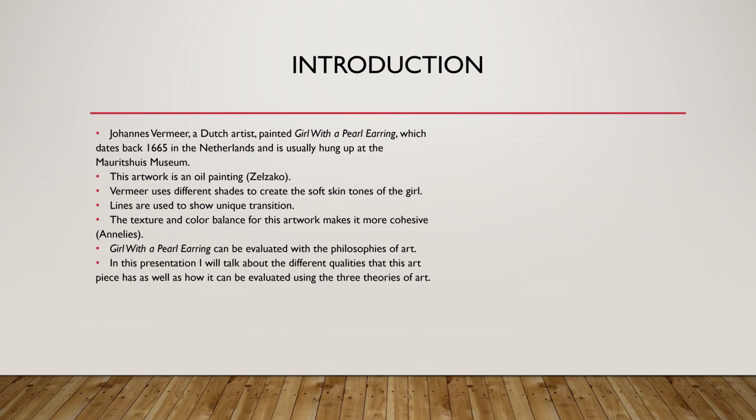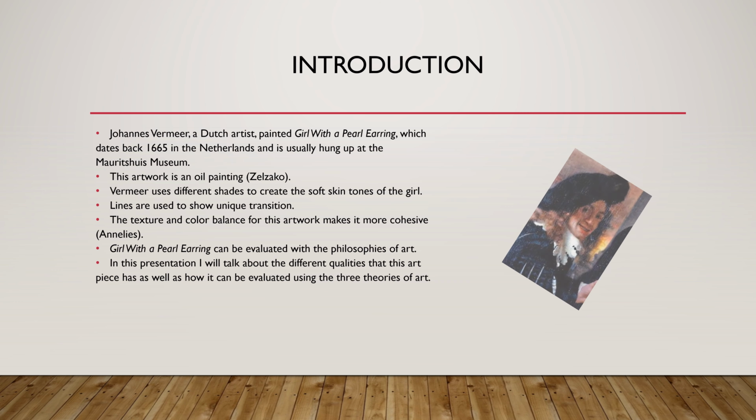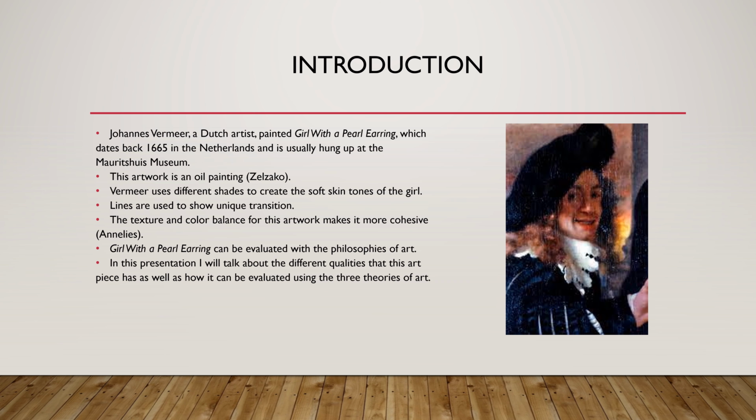Johannes Vermeer's Girl with a Pearl Earring is an astonishing piece of artwork that has amazed so many people over the past years. Girl with a Pearl Earring is an oil painting that dates back to 1665 in the Netherlands, which is usually hung up at the Mauritshuis Museum. It is a historical and amazing piece of artwork that utilizes a variety of texture and color balance to have a cohesive piece of artwork.